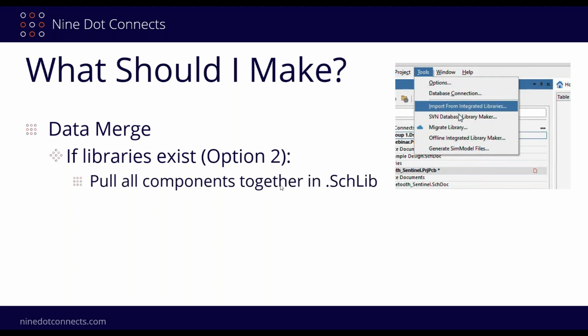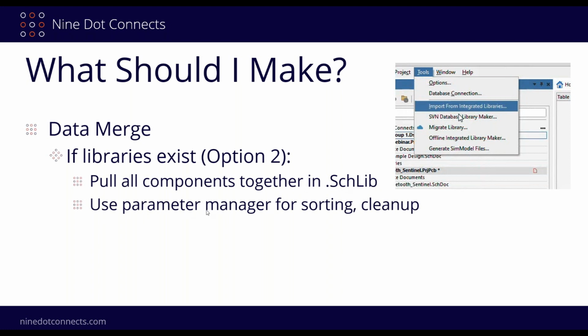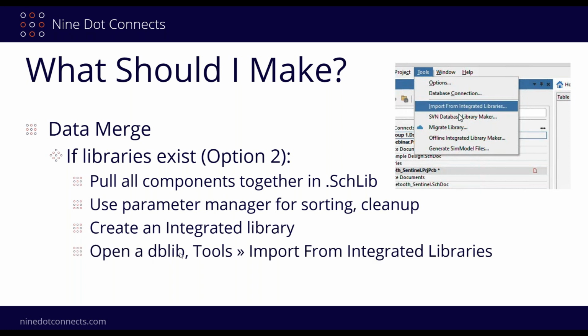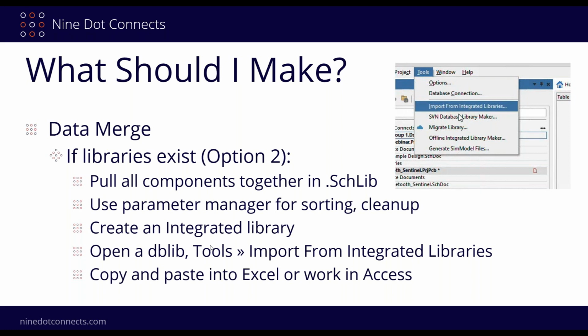So you'd pull all the components together again in the SCH lib and use the parameter manager for sorting and cleanup, pretty much the same as before. But now you create the database from the integrated library, by doing what I just mentioned: open a new DB lib, tools, import. Then ultimately, when it's done creating it, you can continue to work in Access, or you can paste it into Excel. Again, I think you might find it easier to just take what's in Access and put it in Excel, because Access is a database and it's trying to protect that data. That's what I find with most databases.